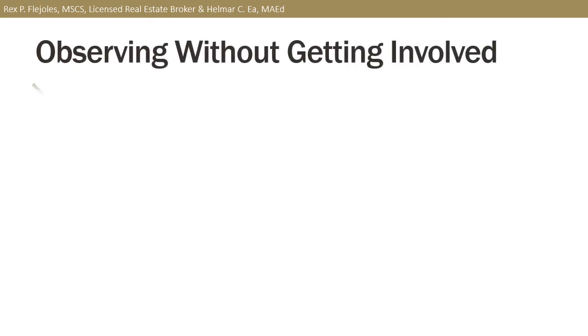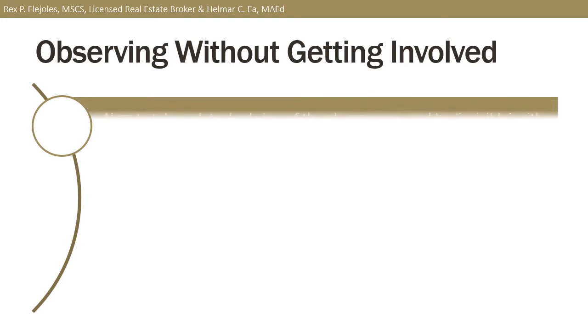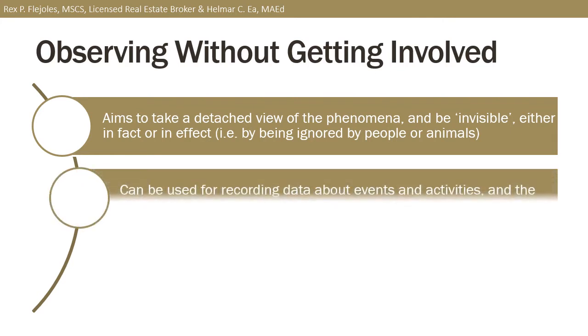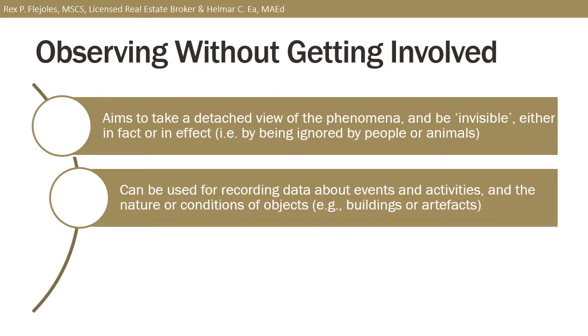Third method is observing without getting involved. It aims to take a detached view of the phenomena and be invisible either in fact or in effect. That is, by being ignored by people or animals.